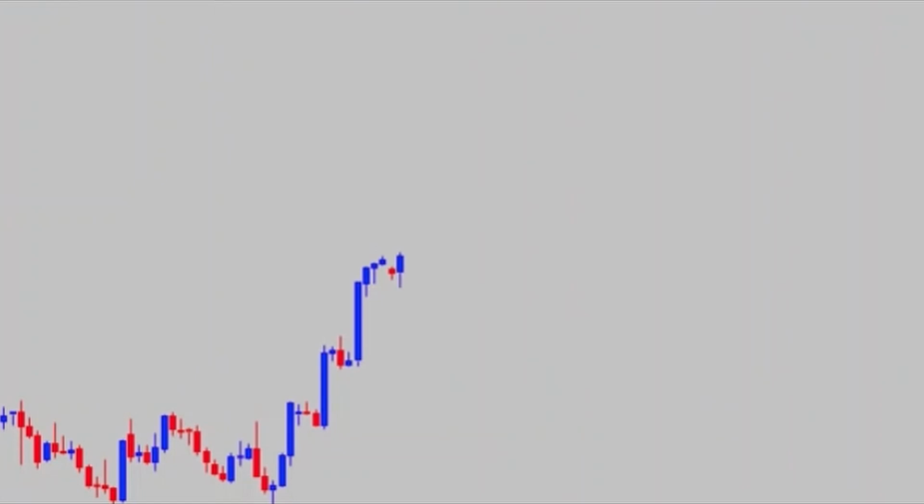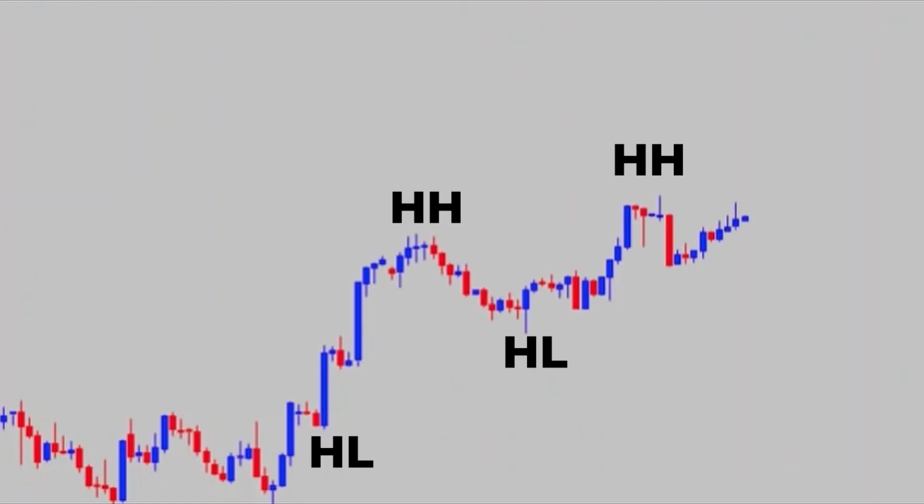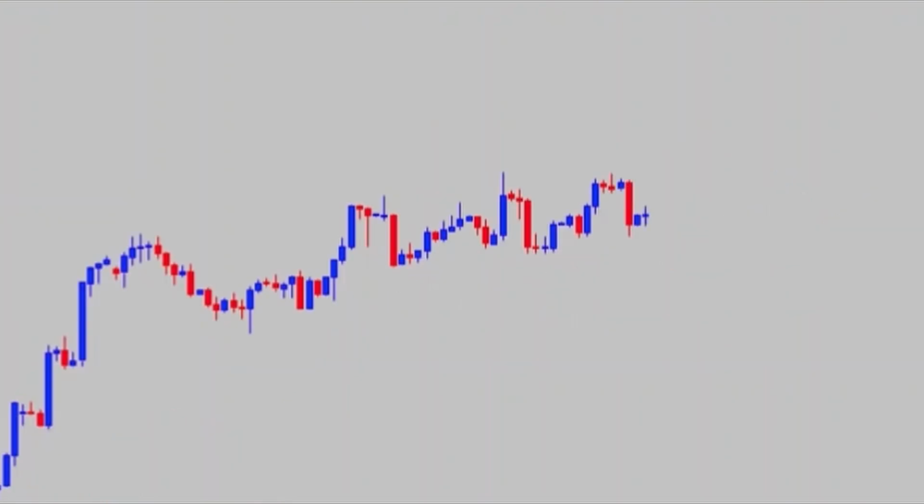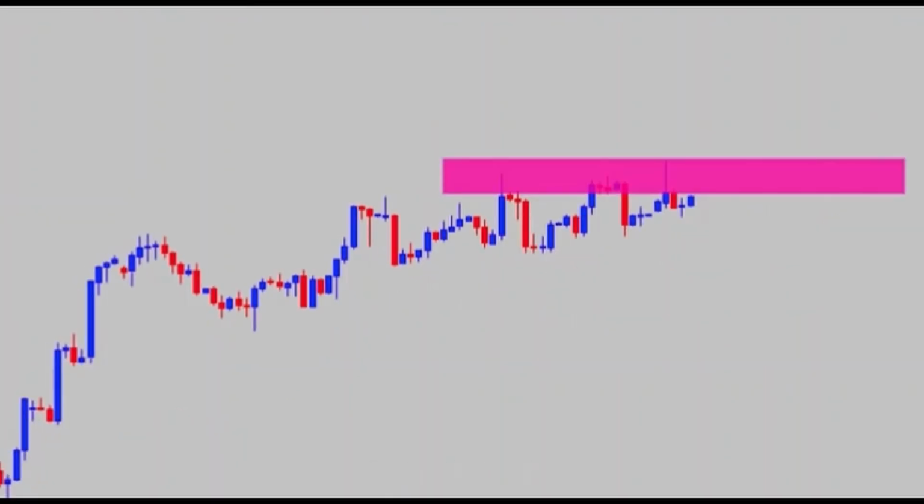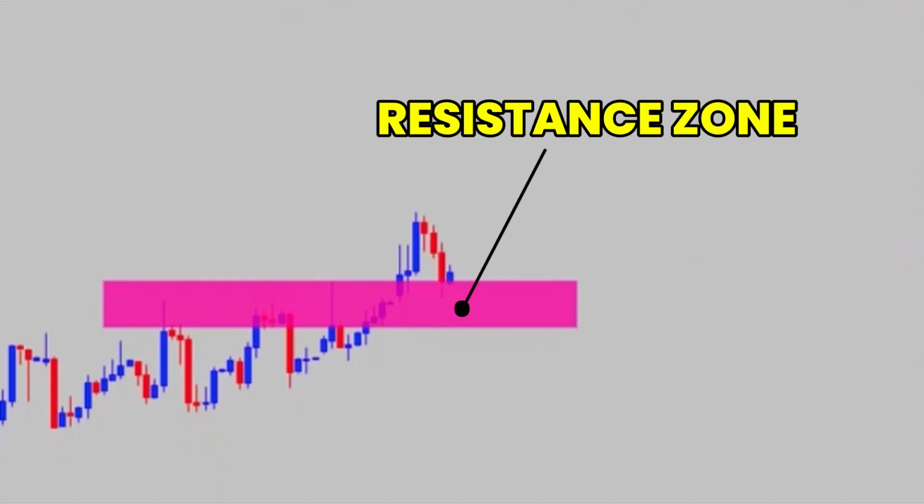So, here we have the Euro-Pound chart on the 4-hour time frame. The market is making higher highs and higher lows. Let's analyze this chart on this higher time frame and plot the key levels. A resistance level has been created, and after that the market has made a breakout.